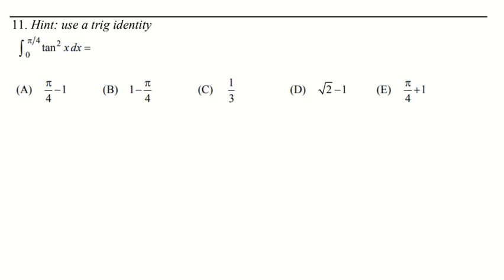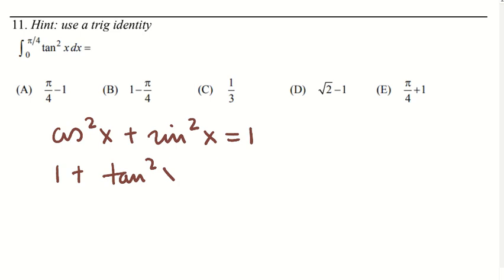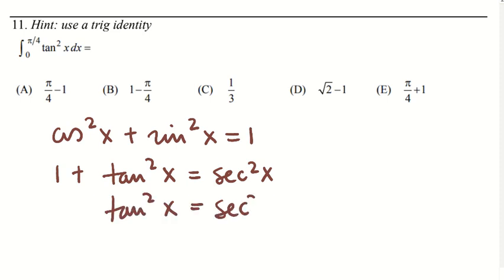All right, so the last one I've got is a multiple choice question. And it even comes with a hint to use a trig identity. Remember that everyone knows that cosine squared x plus sine squared x equals 1. But that doesn't have anything to do with tangent squared. So what I'm going to do is divide everything by cosine squared x. That's going to be 1 plus tangent squared x equals 1 over cosine squared x, which is secant squared x. So tangent squared x is equal to secant squared x minus 1. All right, so I'm going to rewrite this integral.